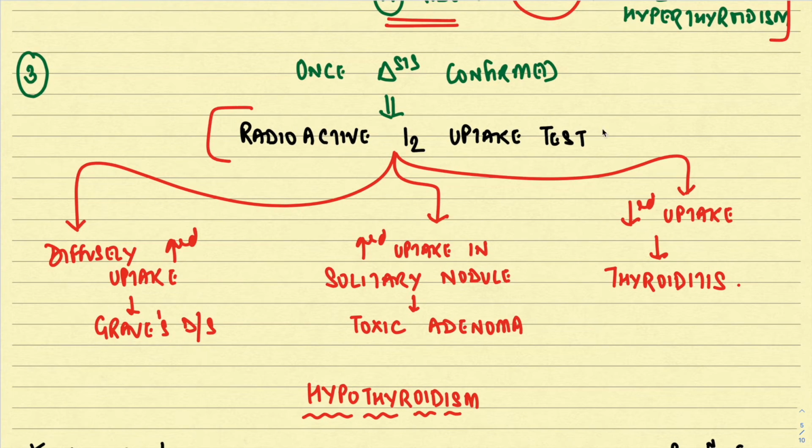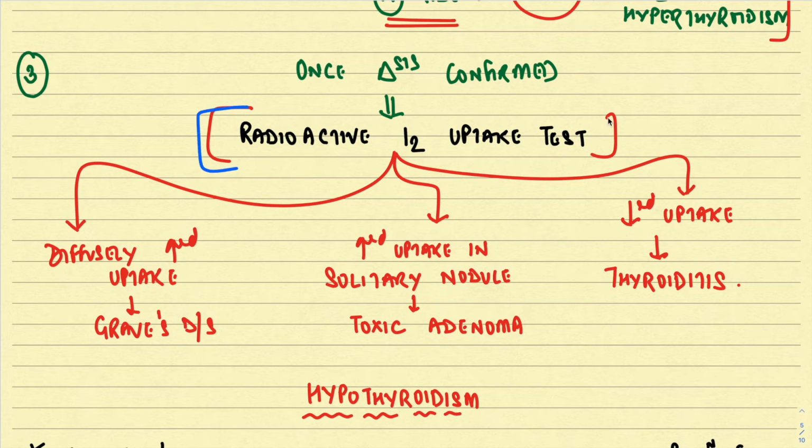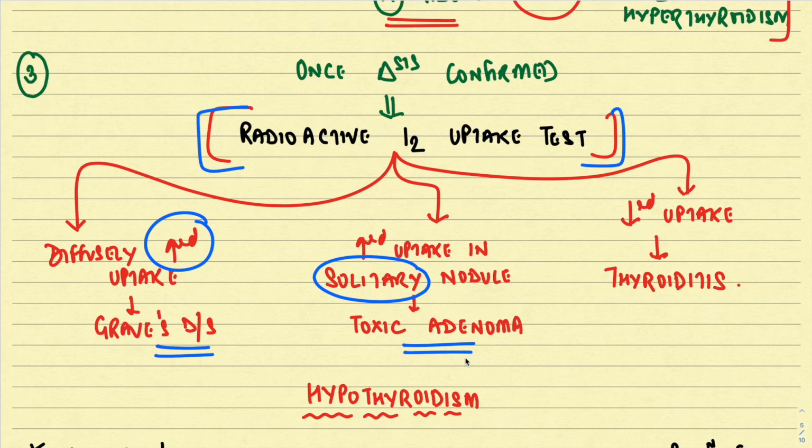And once the diagnosis of hyperthyroidism is confirmed, you have to carry out a radioactive iodine uptake test. If there is a diffuse increase in the uptake of the radioactive iodine, it is pointing towards the diagnosis of Graves' disease. If there is an uptake in a localized or solitary area, in case of a solitary nodule, we will call it a toxic adenoma. And if overall there is a decreased uptake, mind it, the word is decreased uptake, it is basically pointing towards an inflammatory disorder, that is thyroiditis. Very, very important from exam point of view.